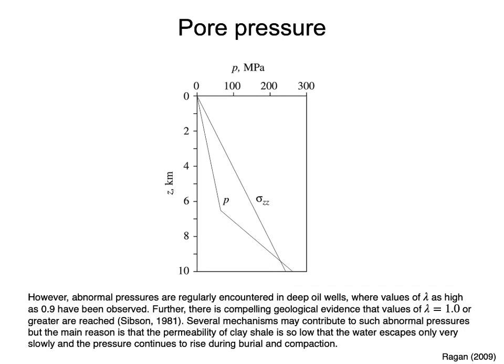Abnormal pressures are regularly encountered in deep oil wells, where values of lambda as high as 0.9 have been observed. Several mechanisms may contribute to such abnormal pressures, but the main reason is that the permeability of clay shale is so low that when these sediments are buried and compacted, the water escapes very slowly and the fluid pressure rises.